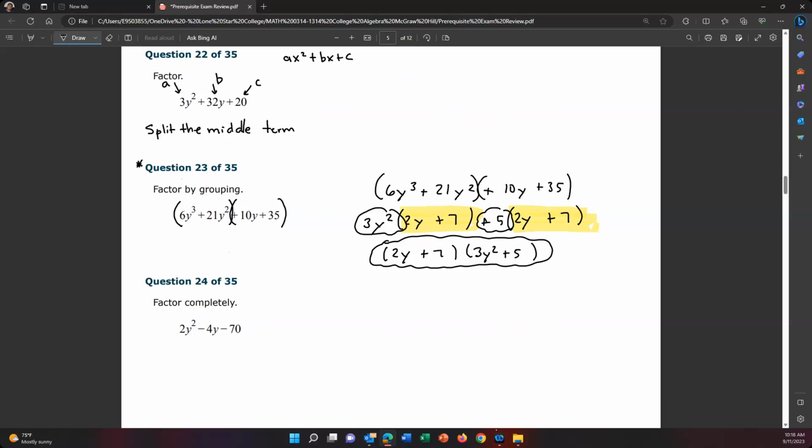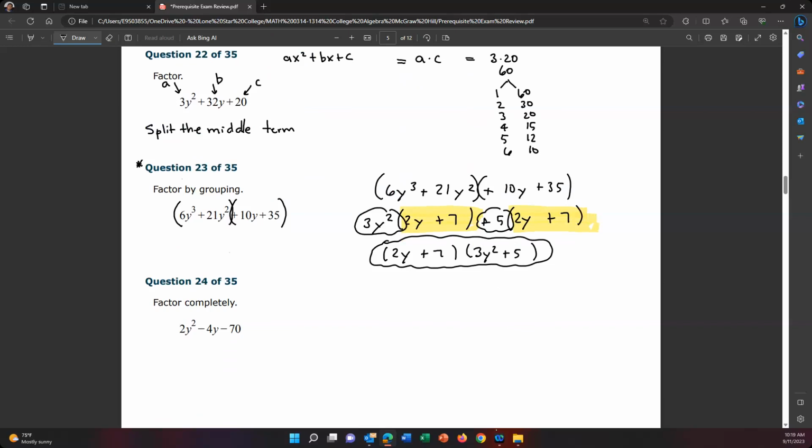So how does this factoring begin? We must multiply A times C. Well, in this case, that is 3 times 20, which is equal to 60. And then I'm going to list all the factors of 60. 1 and 60, 2 and 30, 3 and 20, 4 and 15, 5 and 12, 6 and 10, and that's about it. Wow, 60 has a whole bunch of factors.